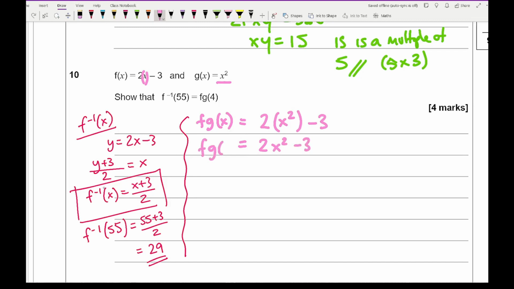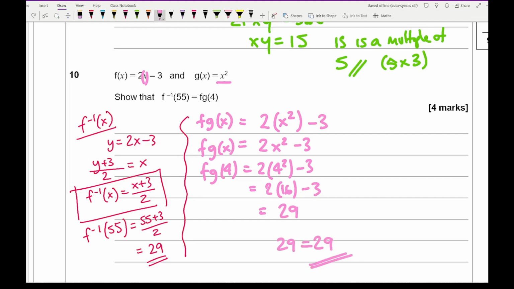Now I want to work out what fg of 4 is. So if I substitute 4 into this, I get 2 times 16, which is 32, minus 3, which leaves me with an answer of 29. So 29 equals 29, and there we go.